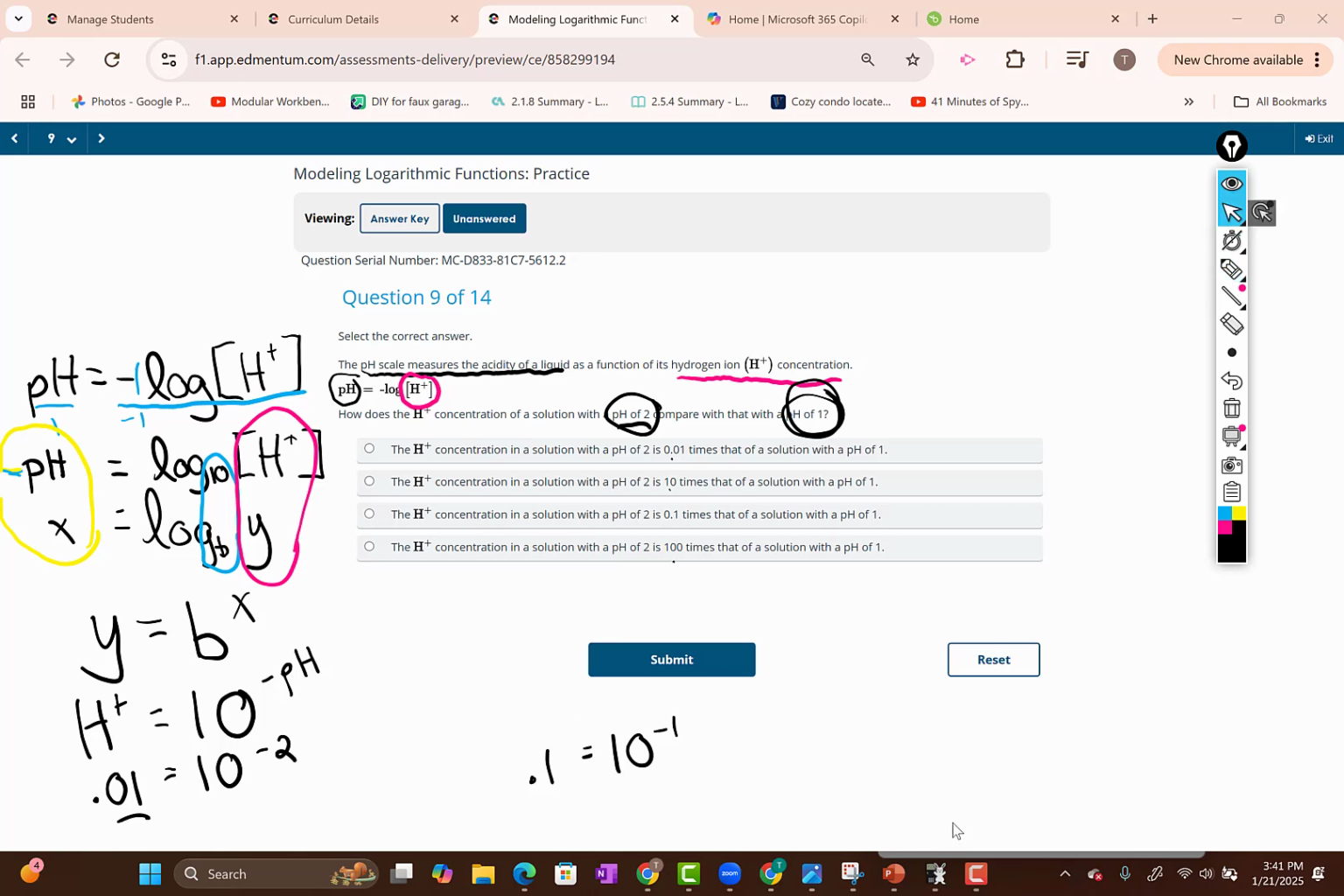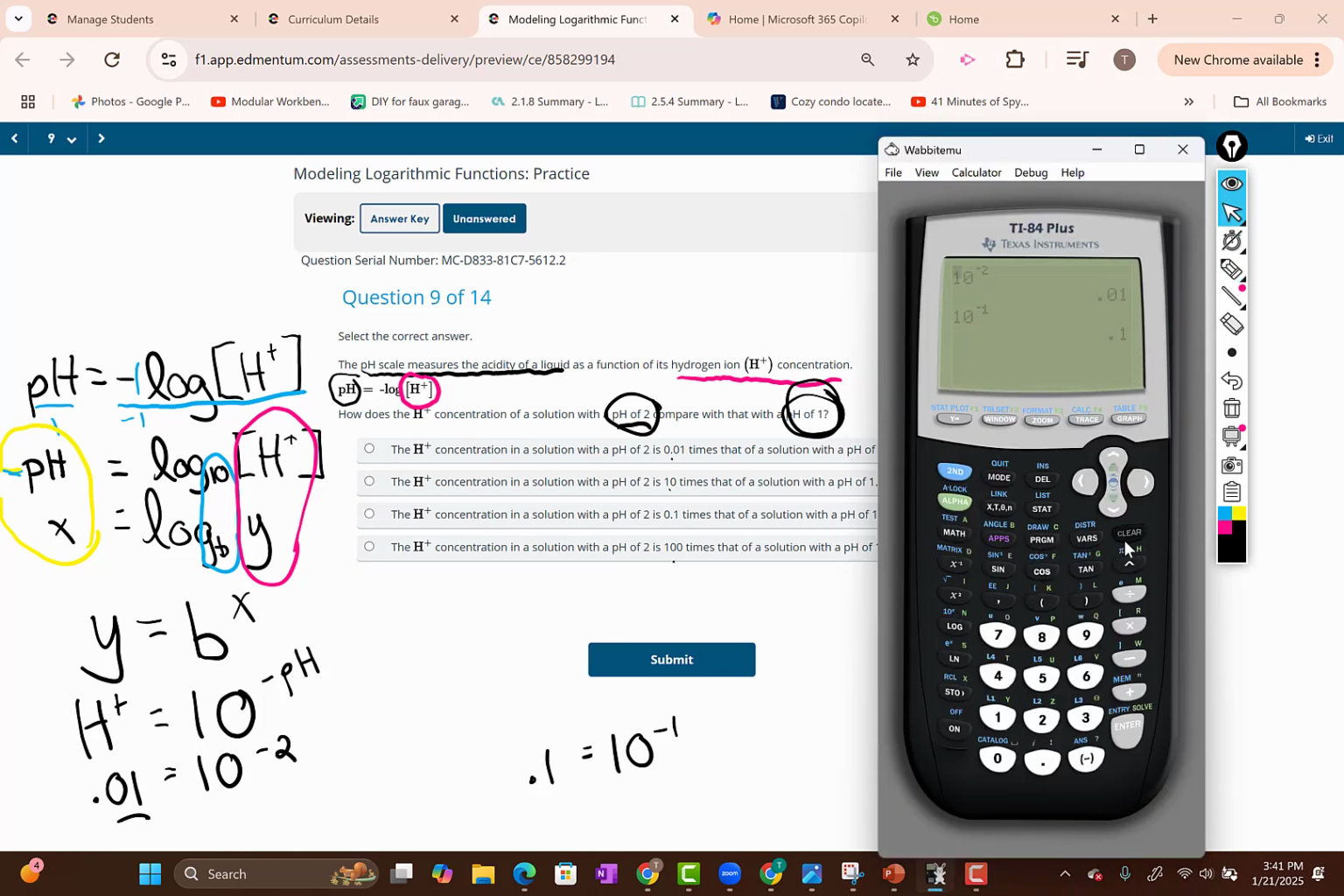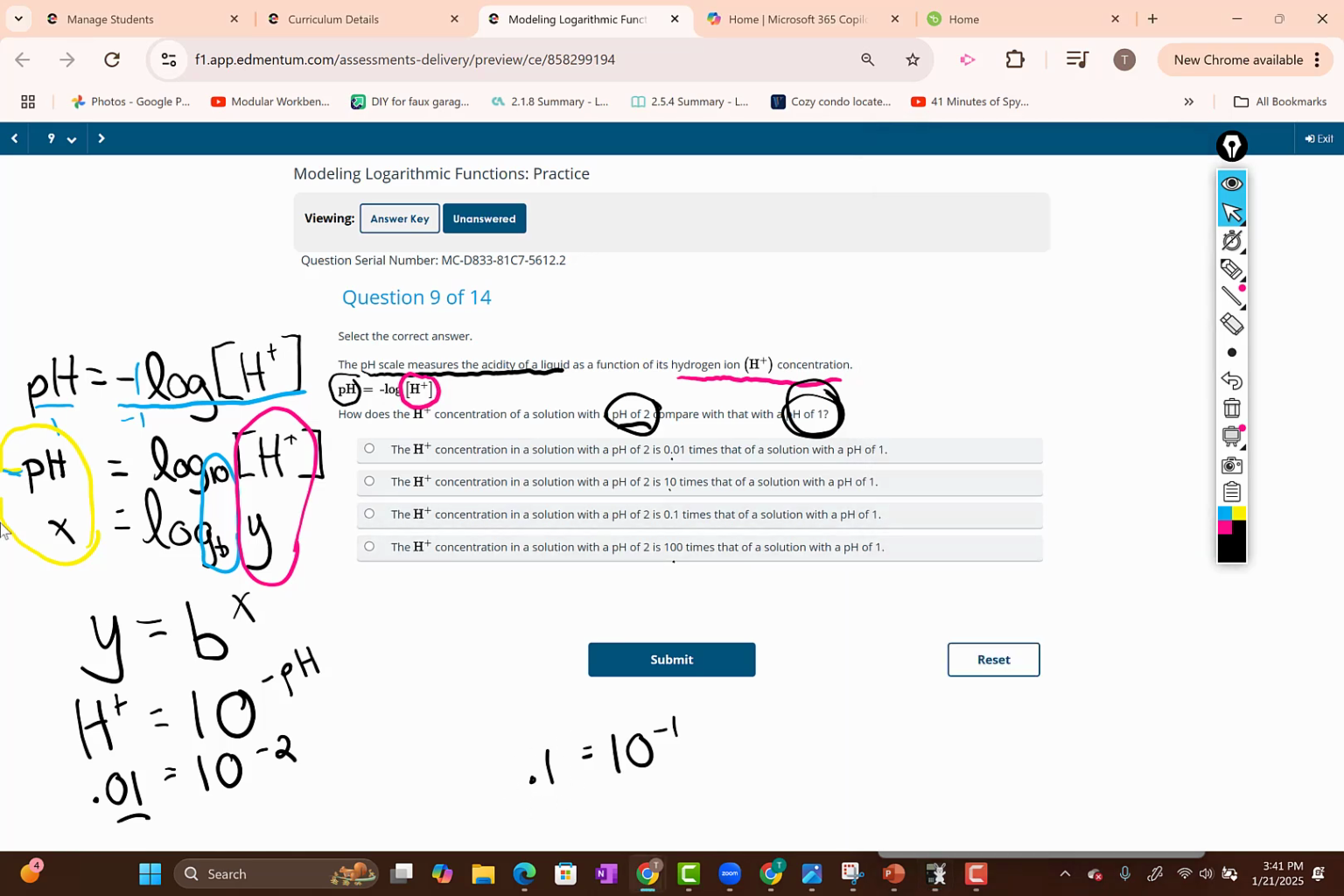You might be able to just do this in your head, but let's use division to verify this. 0.01 divided by 0.1 is 0.1. So that means this number is 0.1 times bigger than this number. So the answer choice should be C.